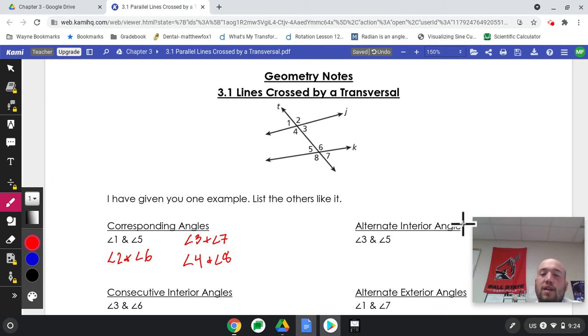Next one, alternate interior angles. Interior means inside. So if we look here in between these two lines, 3, 4, 5, 6, those are the possibilities for interior. Alternate means on opposite sides, so like 4 and 6, 3 and 5. I already have 3 and 5, so I'll add angle 4 and angle 6.